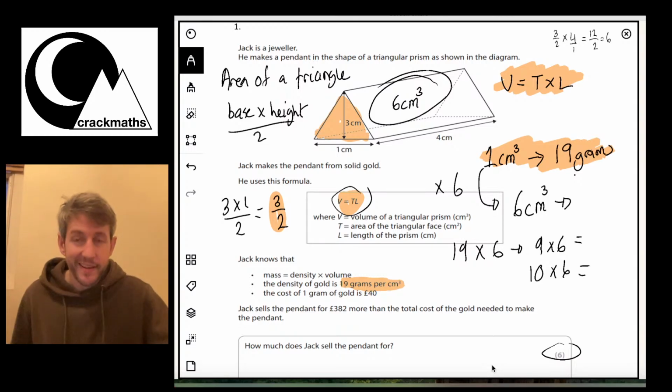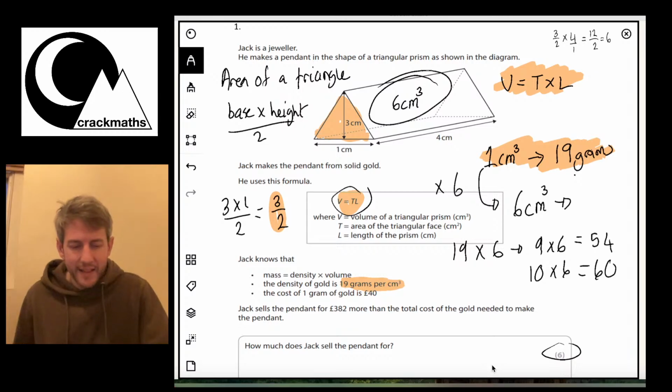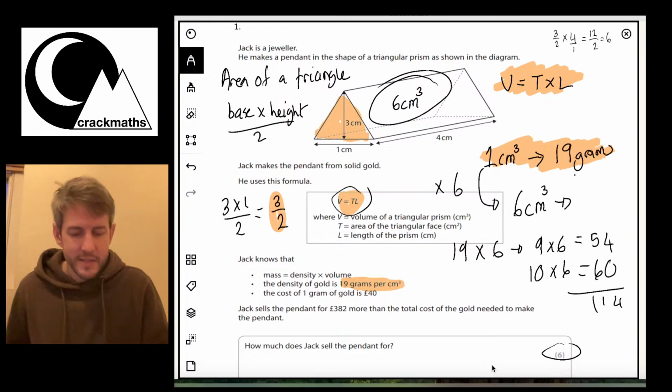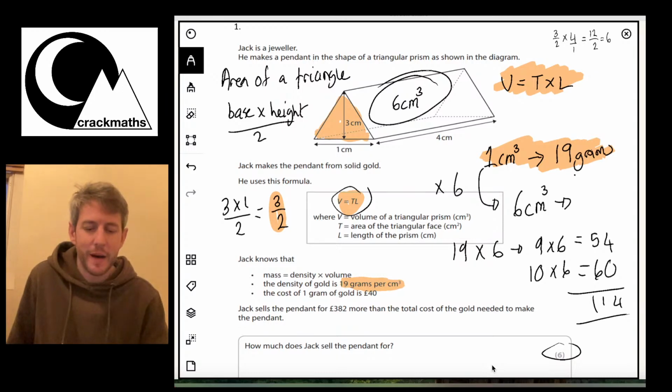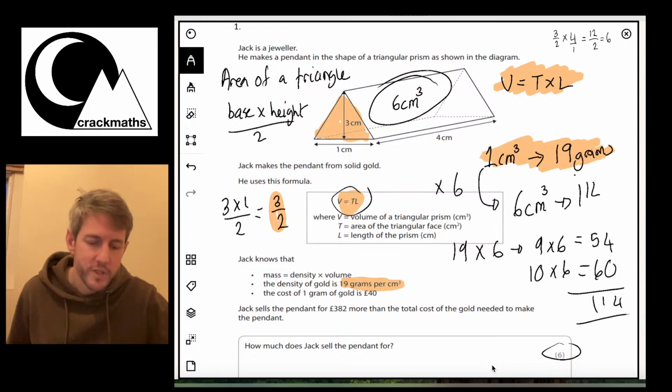So 9 times 6 is 54. 10 times 6 is 60. So if I add these together, that's going to give me 114. So I know that 6 centimetres cubed is 114 grams.